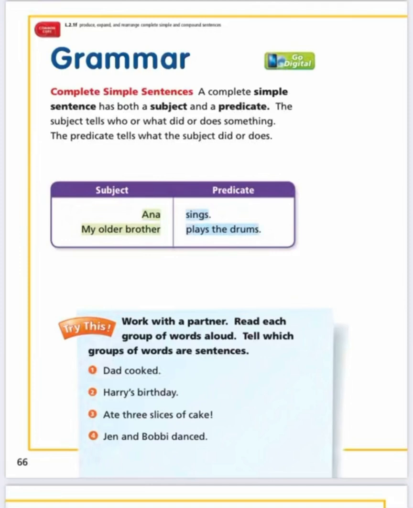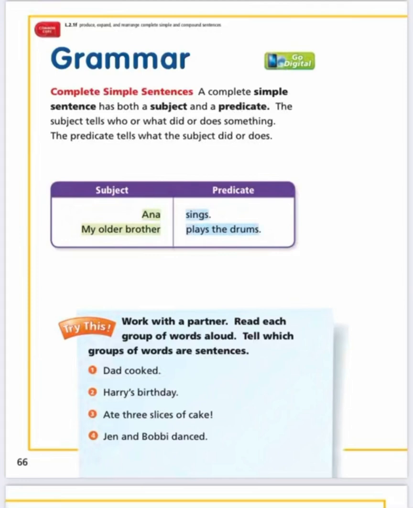Grammar. Complete simple sentences. A complete simple sentence has both a subject and a predicate. The subject tells who or what did or does something. The predicate tells what the subject did or does. Subject: Anna. Predicate: sings. My older brother plays the drums.